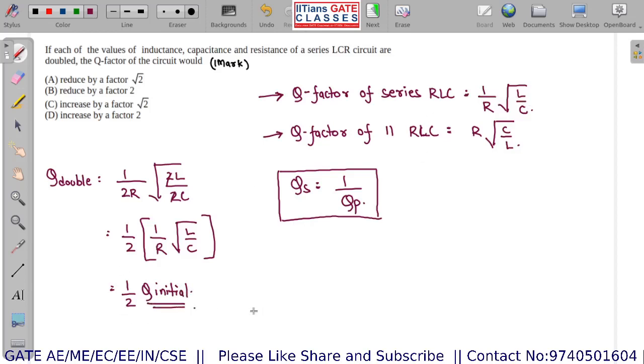So you can see it reduces by a factor of 2. So option B is your correct answer. If you increase all the resistance, capacitance and inductance, the Q factor will decrease by a factor of 2. So obviously if in series it is decreasing by 2, in parallel RLC it will be increasing by 2. So if the question had mentioned parallel RLC instead of series, then you would have marked option D as your answer.